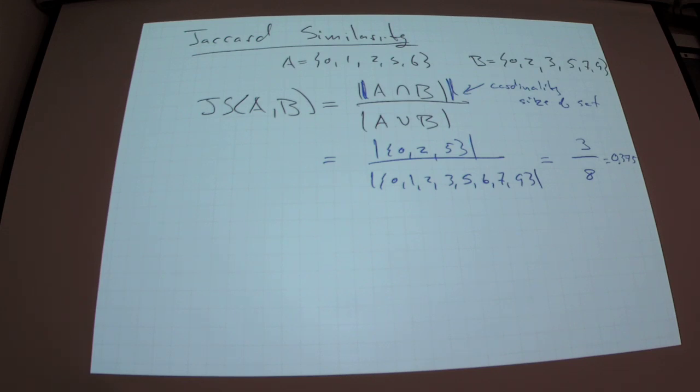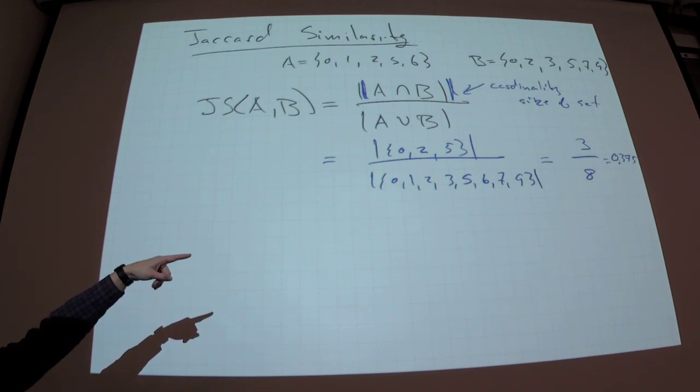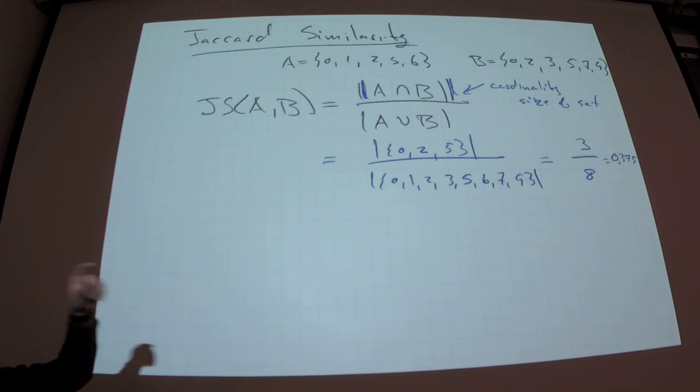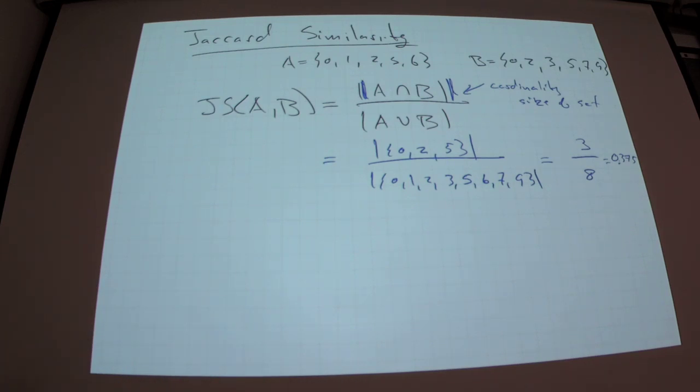And if I added something new into both of them, so let's say I added 4 into both of them, right? This could go either way. Maybe it's more similar, maybe it's less similar. I think in this case it will become more similar. I would increase the numerator and the denominator, so it'd be 4/9, which is bigger than 3/8. Okay, but that's not always the case.